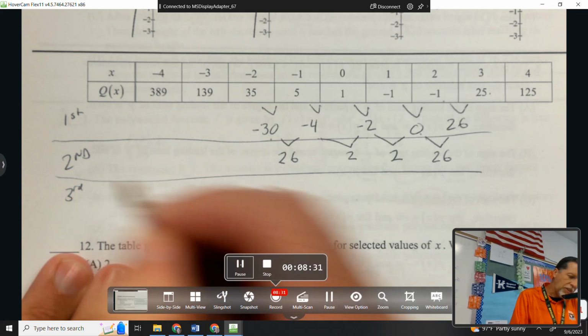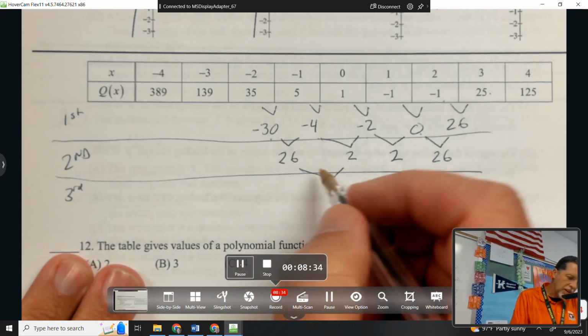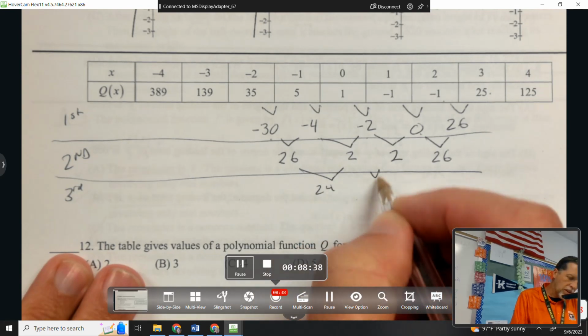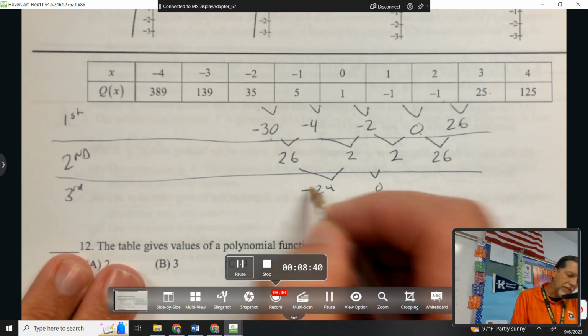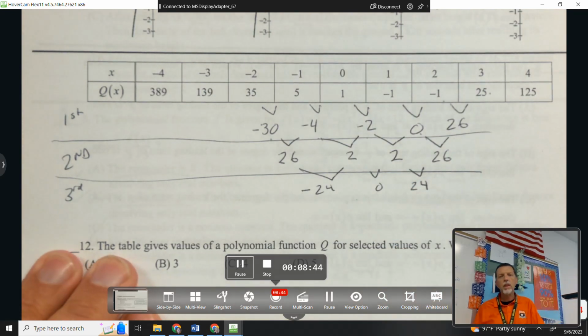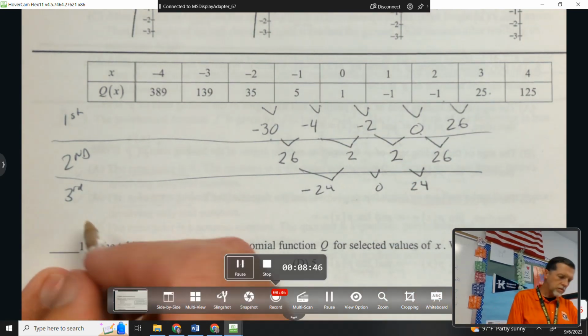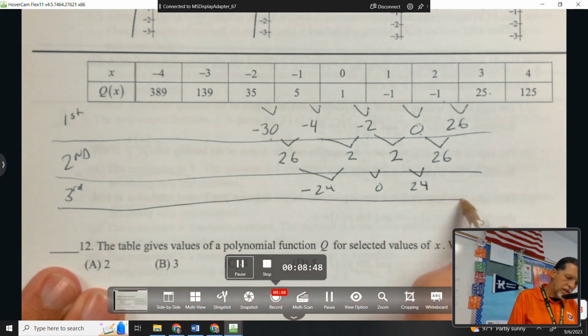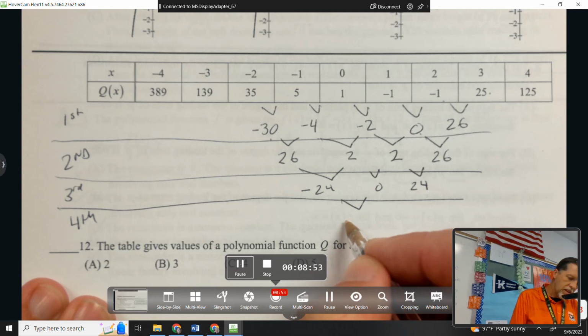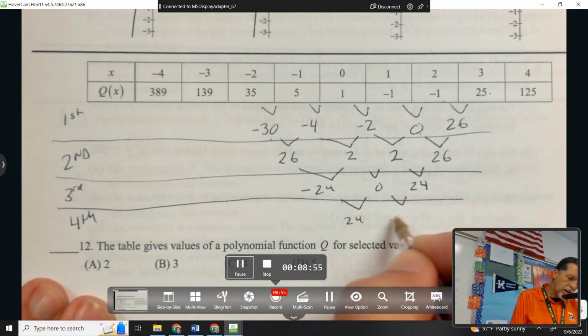Well, the third differences aren't going to be the same either. That is 24. That's 0. Oh, that's negative 24. That's 24. Fourth difference is looking good. So that's up 24, and that's up 24.